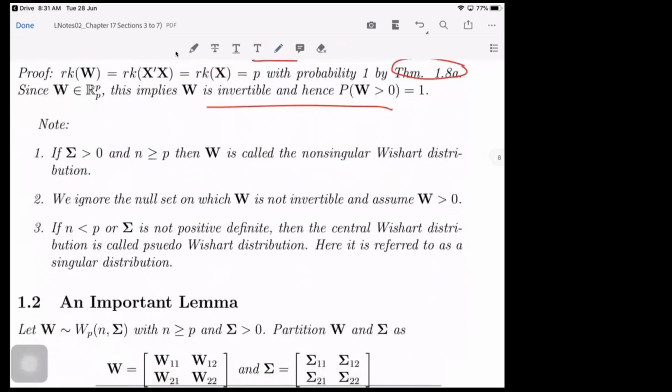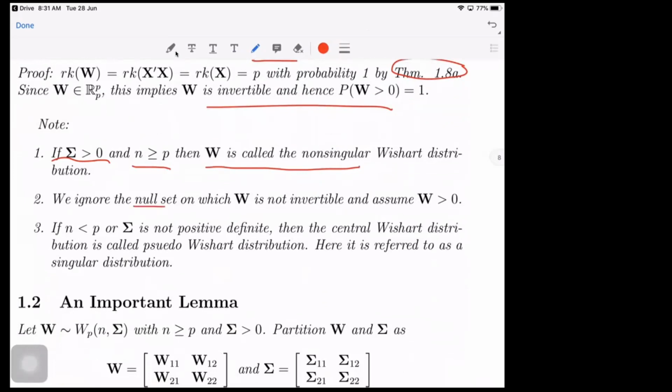So note, if sigma is positive definite and n is greater than or equal to P, then W is called the non-singular Wishart distribution. If we ignore the null set on which W is not invertible, we can assume that W is positive definite.